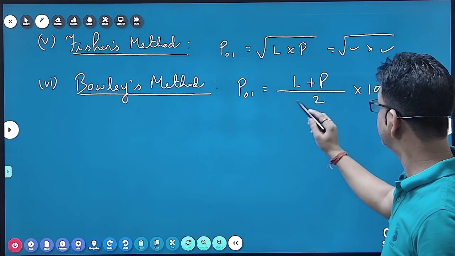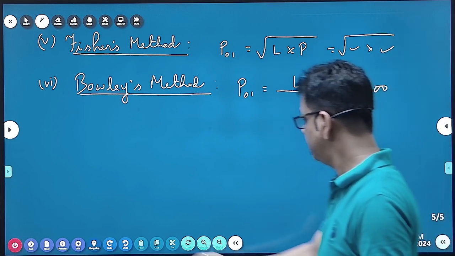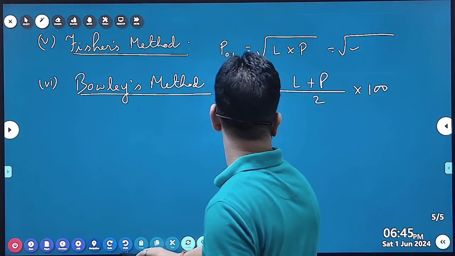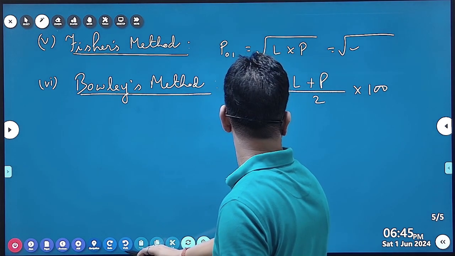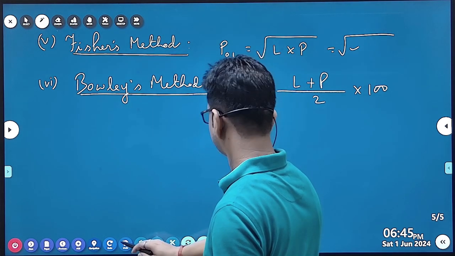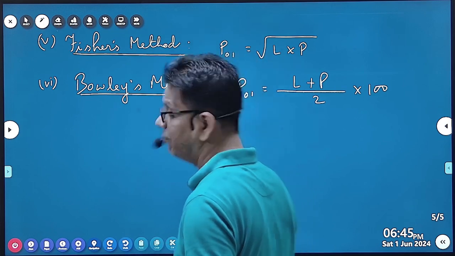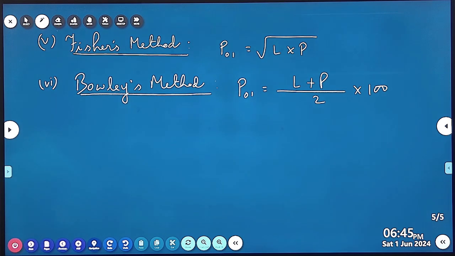Similarly here also we have to put L and P, and then questions come. You see, examples are there after this. If the methods are mentioned, then we have to use that method only. We can't go to other methods. Have you understood what to do?